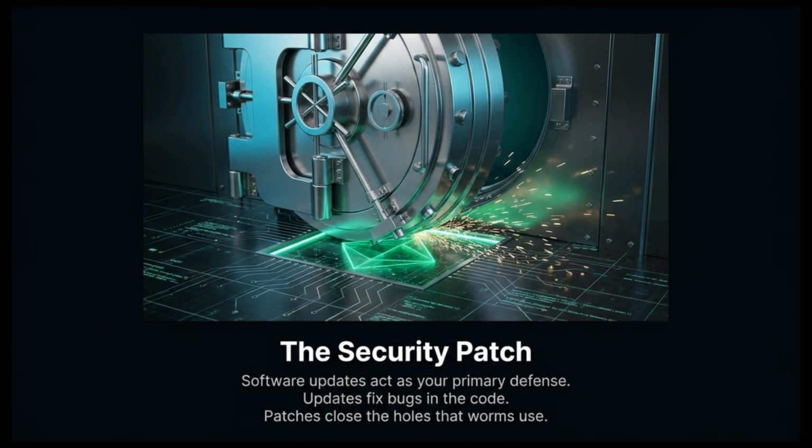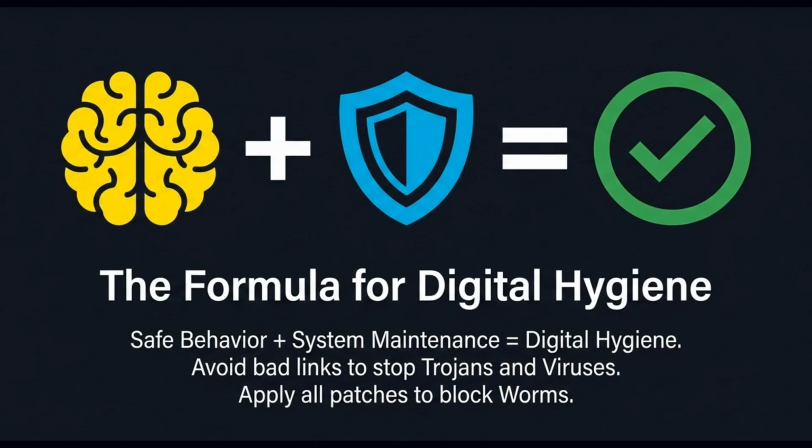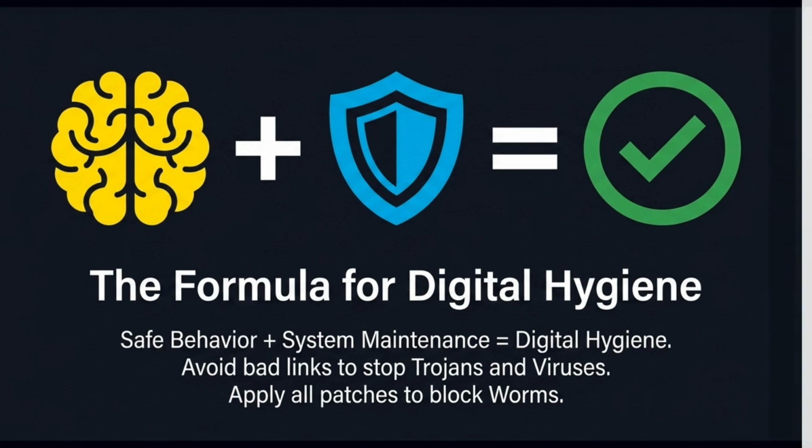Software updates, or security patches, are your primary defense. These updates fix bugs in the code and close the network holes that worms exploit. Digital hygiene is achieved through safe behavior and system maintenance. Avoid bad links to stop Trojans and viruses, and apply patches to block worms.